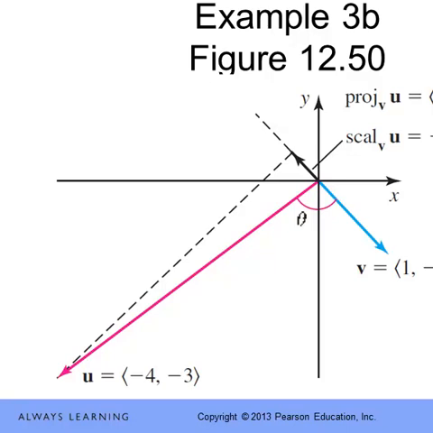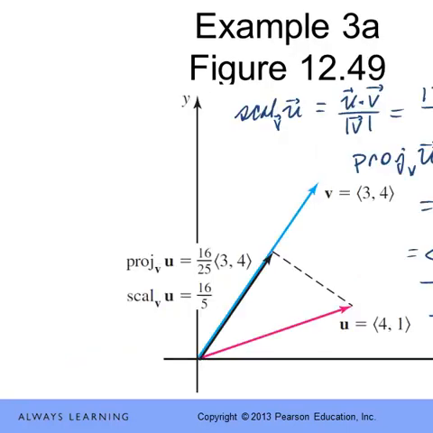All right. Now, by the way, here's a picture of what we just did. The red vector is u, the blue vector is v, and the black vector right here is the projection of u onto v. Notice that the projection of u onto v is parallel with v, but it's the shadow of u cast onto v. Okay?